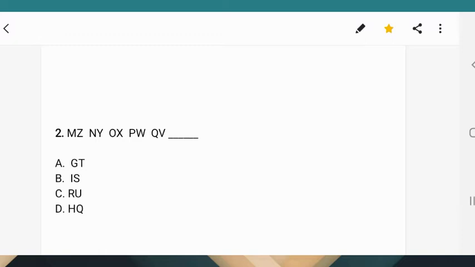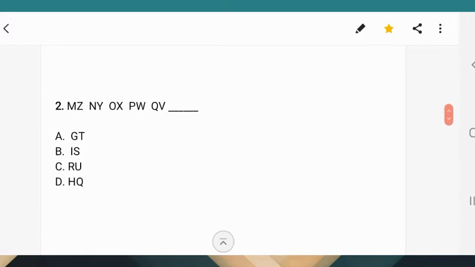So we have to observe the letters, the process, the sequence. Then proceed to Z, Y, X, W, V. So it goes backward. So the answer is U. So R and U, okay? The answers are letters. It's very easy, guys. You just have to observe the technique in answering the number and letter series.